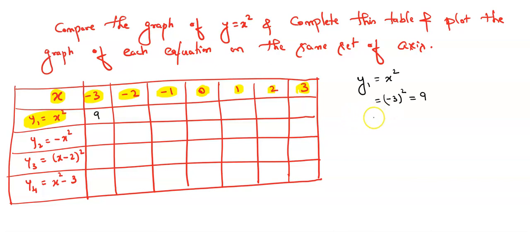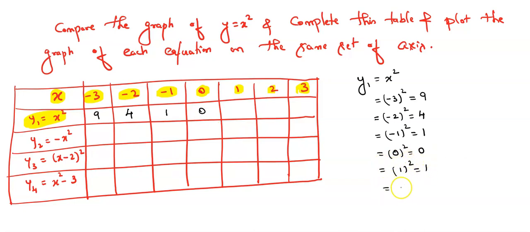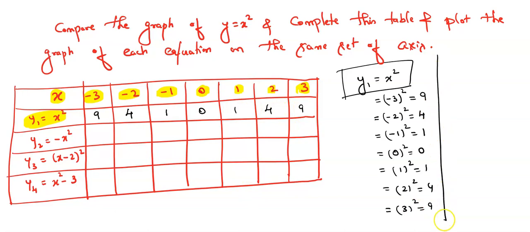Similarly, if the value of x is minus 2, then what happens? It becomes plus 4. If the value of x is minus 1, then it becomes plus 1. If it is 0, then it is 0 itself. Similarly, if it is plus 1, then it is 1, plus 2, then it becomes 4, as per the equation y1 equals x square. If it is plus 3, then it becomes 9. Is this clear? I hope you have got this step.